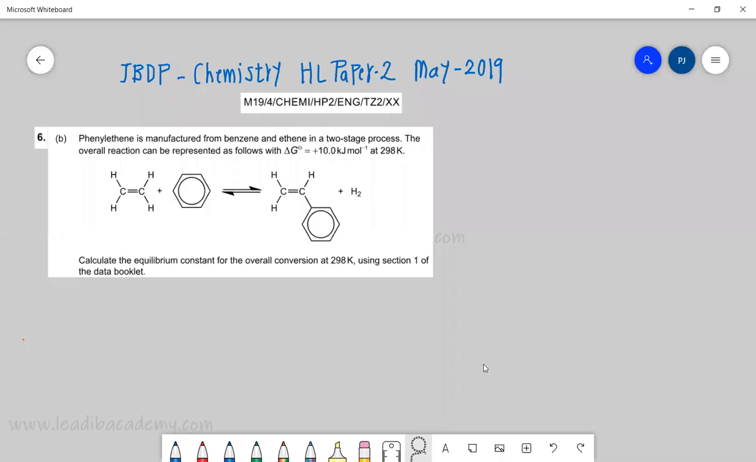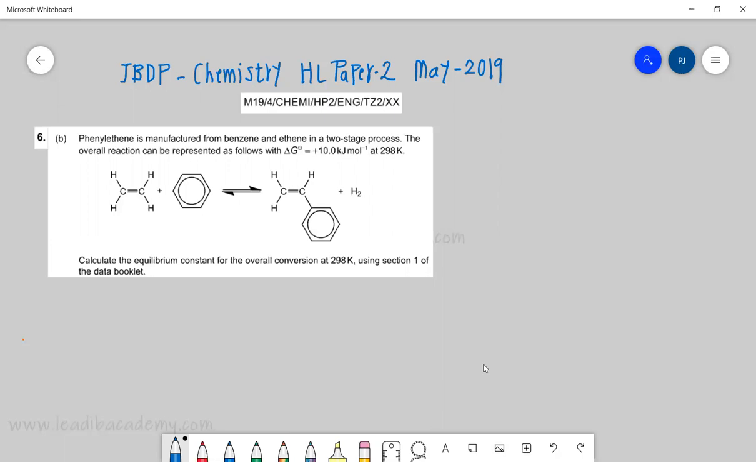Let's look into question number 6b. Phenylethene is manufactured from benzene and ethene in a two-stage process. The overall reaction can be represented as follows, with delta G naught, the Gibbs free energy, equal to plus 10 kilojoules per mole at 298 Kelvin. First of all, what does it mean? Delta G naught is positive, that means it is non-spontaneous. It is not going to happen on its own. That means we need to either supply a catalyst or increase the temperature to make it spontaneous.